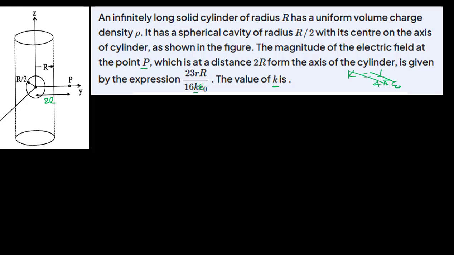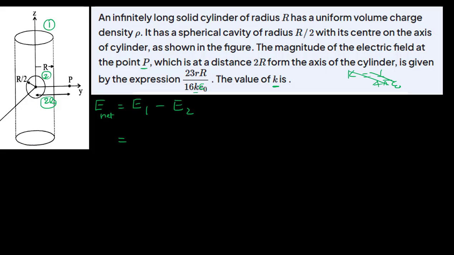The electric field at point P will be the electric field due to this long cylinder or wire minus the electric field due to this sphere which has been cut out. If I call this cylinder 1 and the cavity 2, then the net electric field at point P will be equal to E1 minus E2. Now this is something you should remember: the electric field at a distance 2r from a uniform cylindrical wire.